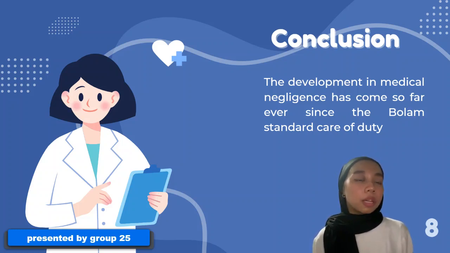For example, Bolam, Bolitho, Montgomery, Chester, Rogers, and lastly Fu Fiona.